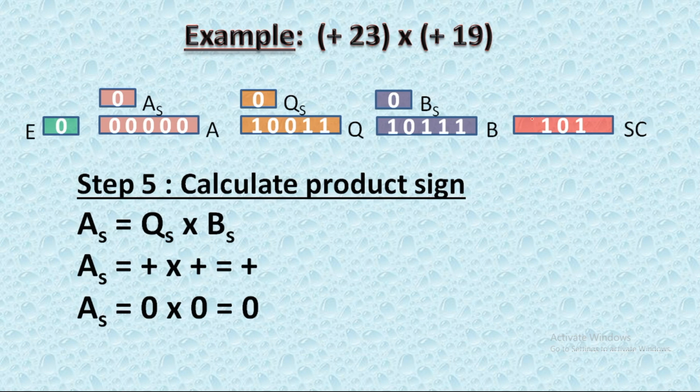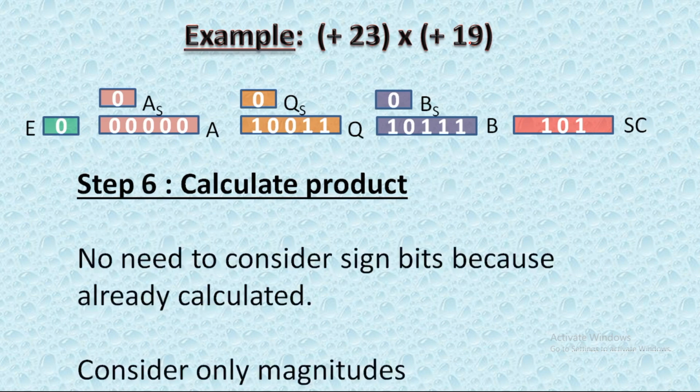Next, how to calculate the sign? So AS is the QS sign, multiplier sign, into the multiplicand sign. So here plus into plus, what will you get? Plus. Positive into positive is always a positive value. So plus 23 into plus 19, finally you will get a positive product, not a negative product.